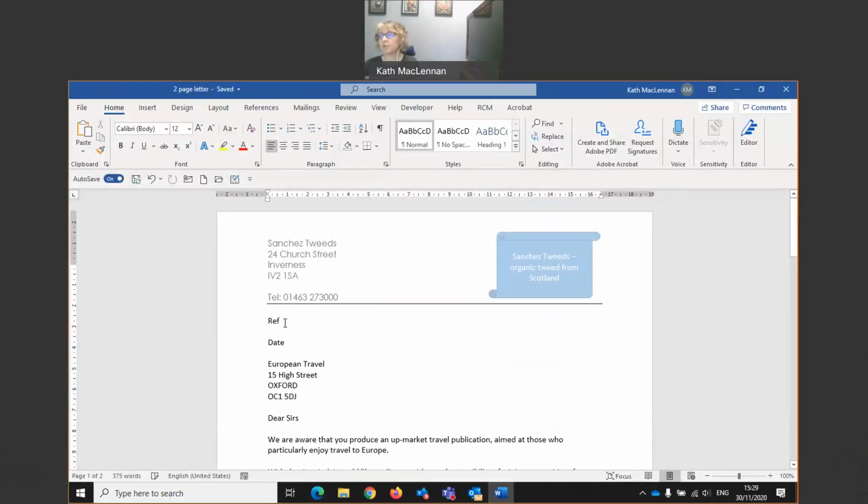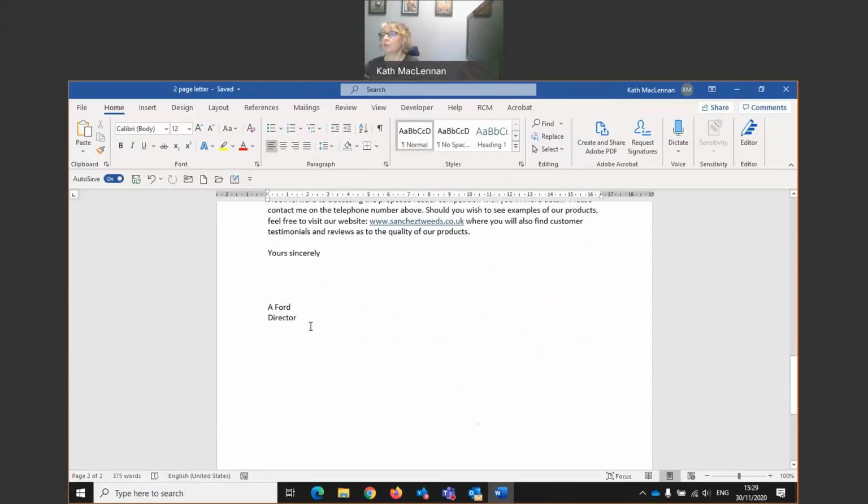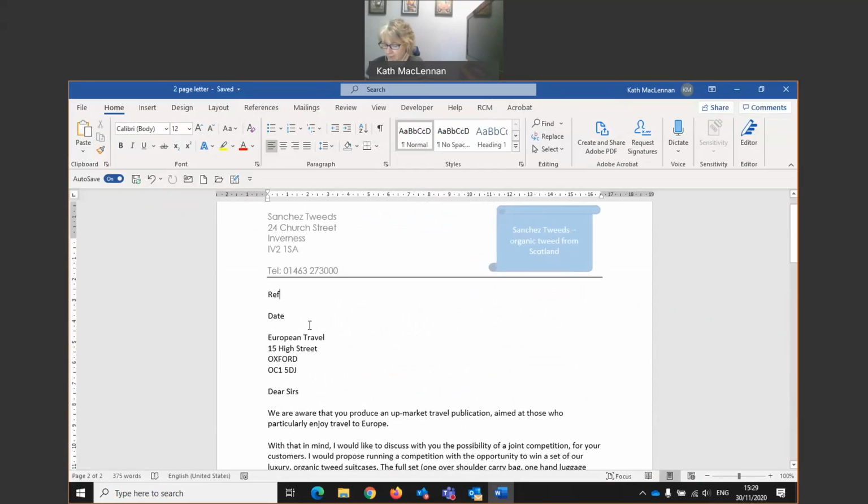First things first, what we must do is include our reference. So the reference is always the initials of the person who wrote the letter, and then a / oblique and the initials of the person who's typed the letter, the administrator. Okay, so in this instance, the person who's written the letter is A. Ford. So we will reference AF and then / oblique KM for my initials.